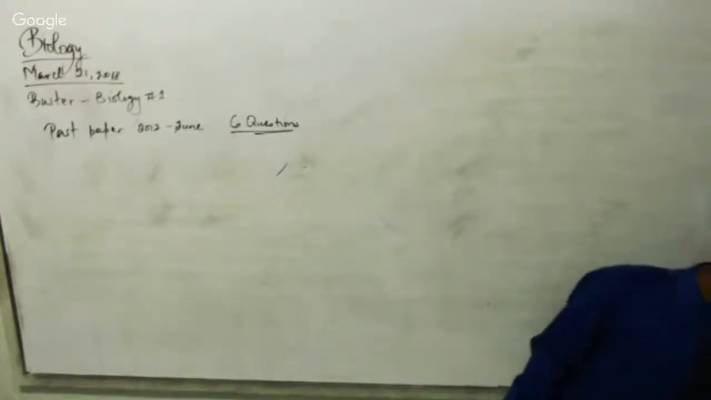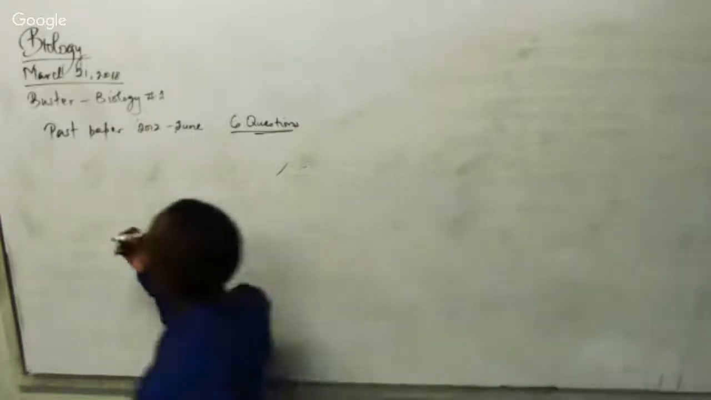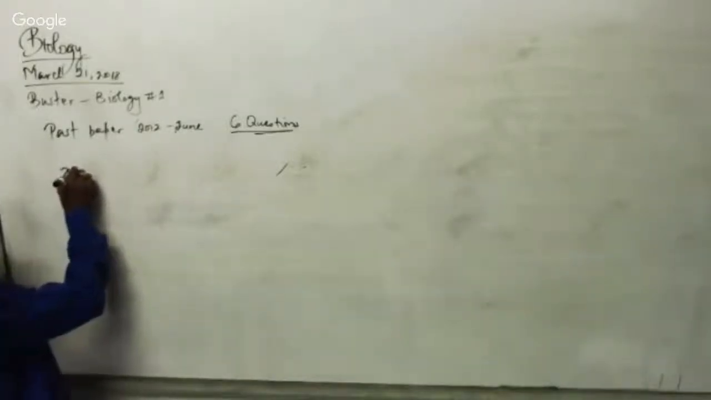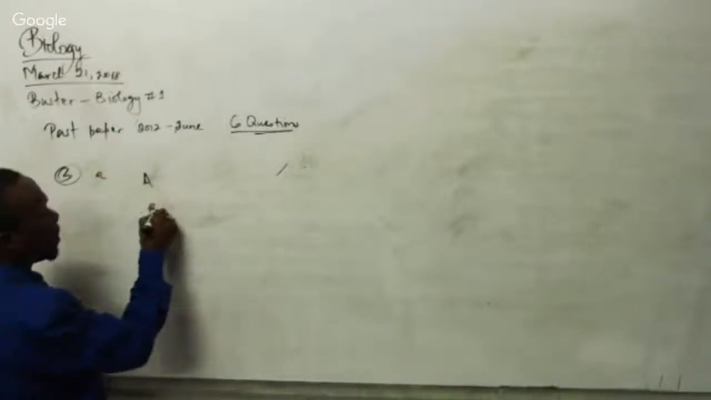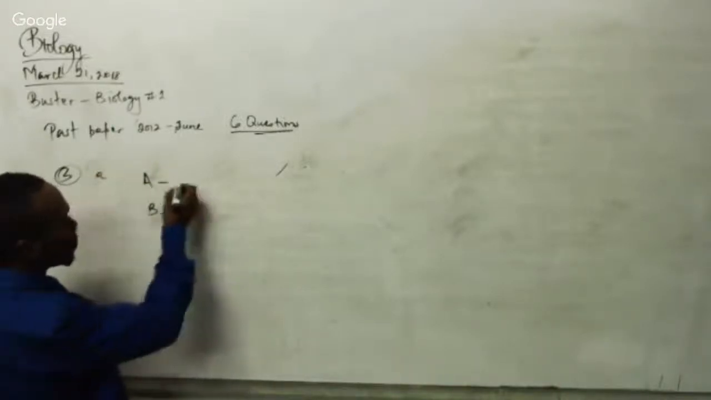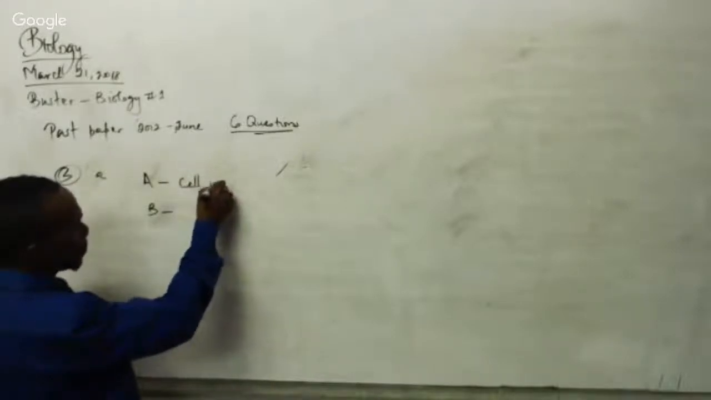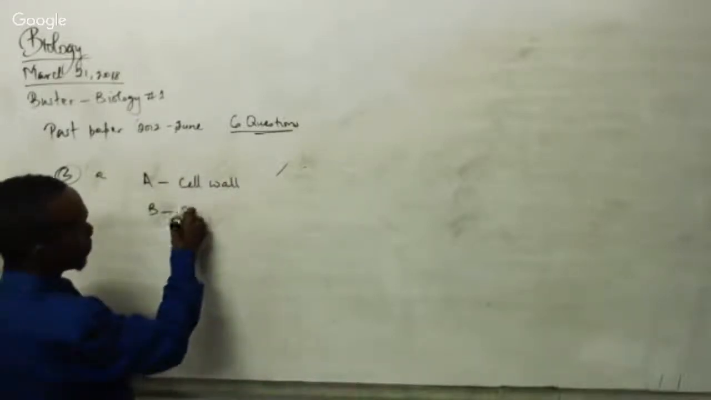Sir, I did question 2. So we have a plant cell. Diagram of a typical plant cell here. It is asking you to identify the parts labeled A and B and say the function of each. So, number 3, A is your cell wall, and B is your chloroplast.